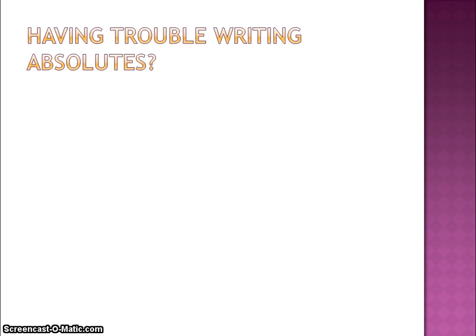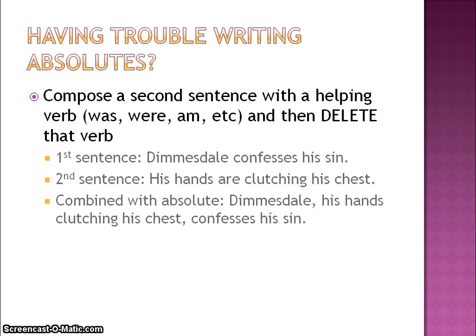Now, if you have trouble writing absolutes, there is an easy way to help yourself out. First of all, just compose a second sentence with a helping verb, was, were, am, whatever, and then delete that verb. It's as simple as that. So, if we have the first sentence, Dimmesdale confesses his sin, and we would like to add an absolute, we'll just write another sentence with one of those verbs. His hands are, or we could say were, his hands are clutching his chest. So when you combine them, you just take out the are. Dimmesdale, his hands clutching his chest, confesses his sin.